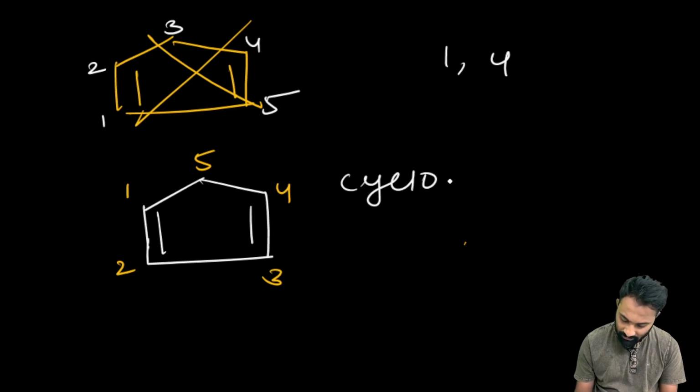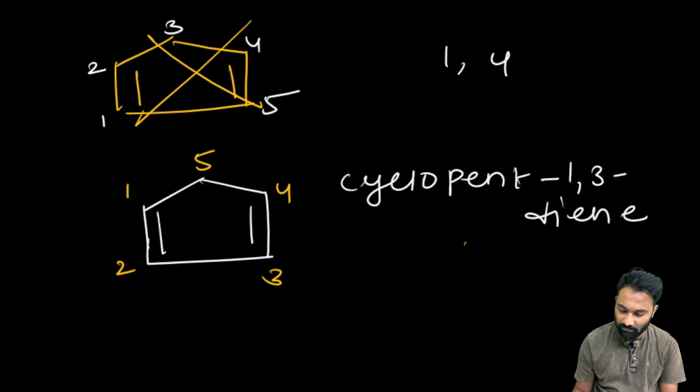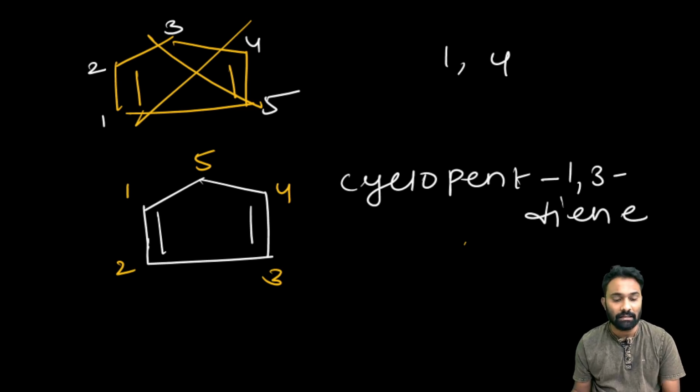Cyclo. How many carbons are we having? Pent, 5 carbons, cyclopent. At which positions are the double bonds? 1, 3. How many are we having? 2 double bonds. 1,3-diene. Cyclopent-1,3-diene. But is the name correct?